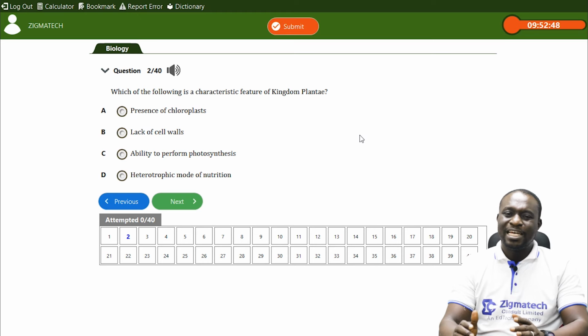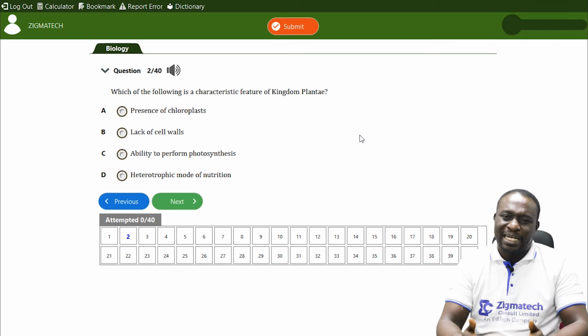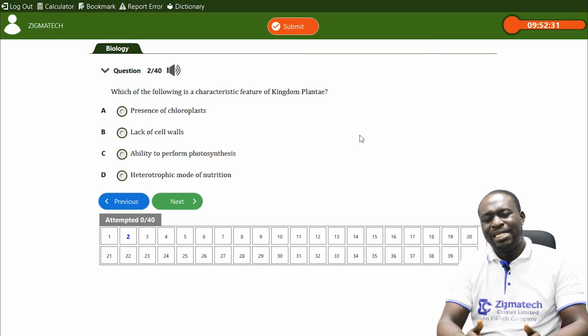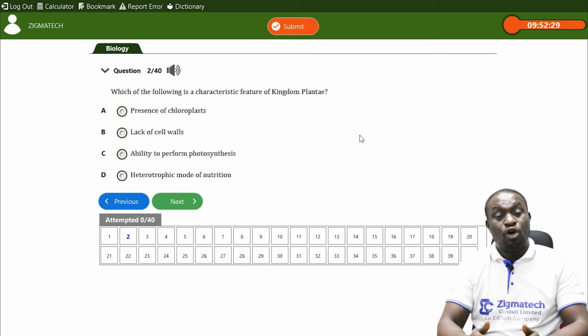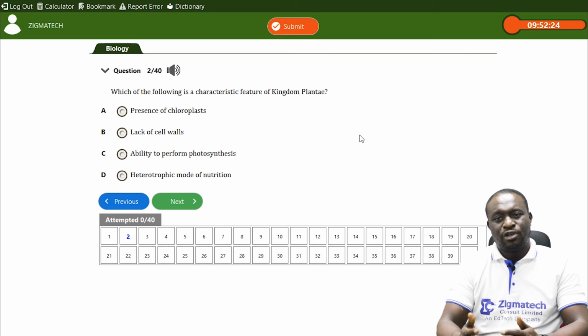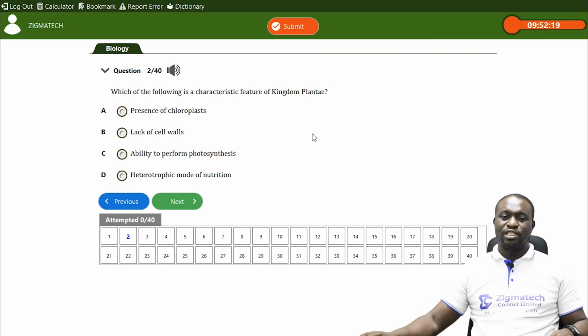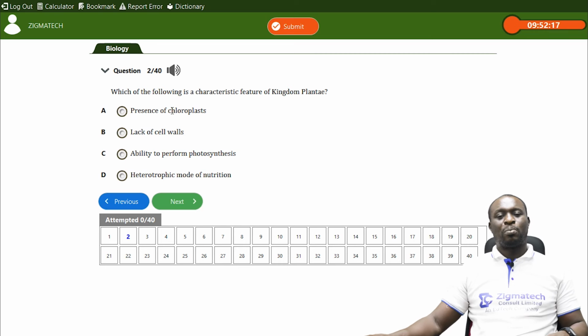Now, option C is not possible if option A is not present. So the best option, the most appropriate option for this particular question, is the presence of chloroplast, because without chloroplast, photosynthesis cannot be achieved.